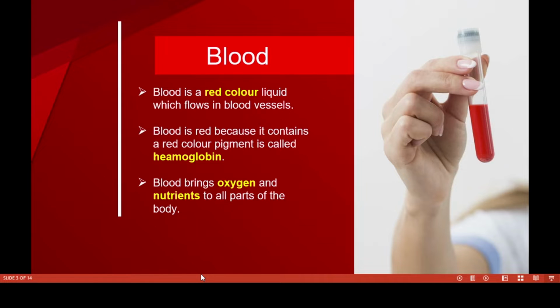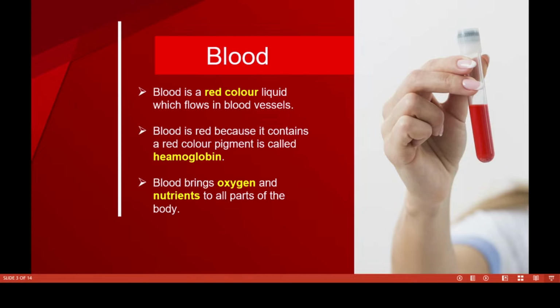Blood is red in color because of the respiratory pigment hemoglobin present in the blood. That's why the blood is red in color. Usually blood is a connective tissue fluid which flows in the blood vessels, nothing but arteries, veins and capillaries. What is the function of the blood? Blood brings oxygen and nutrients to all parts of the body. Not only that, many functions are conducted by the blood.